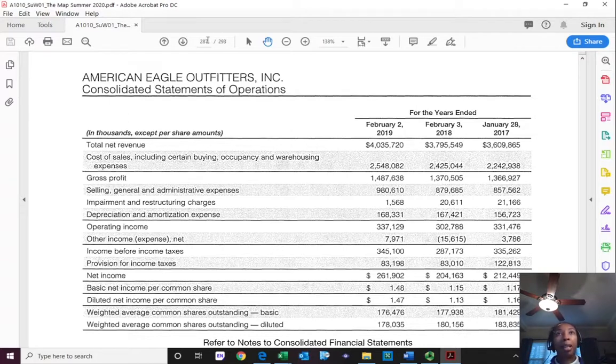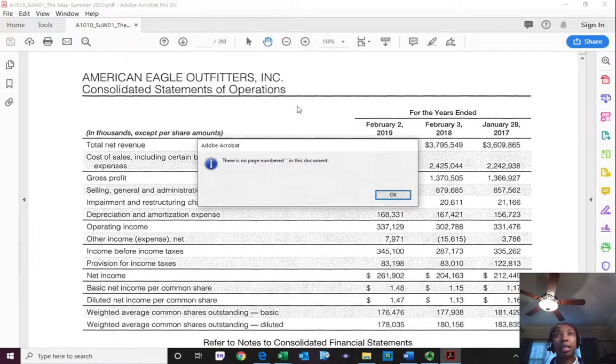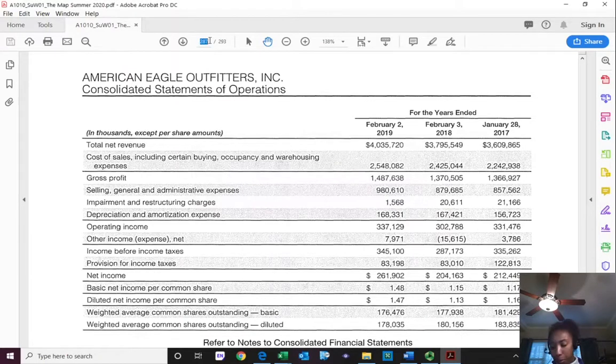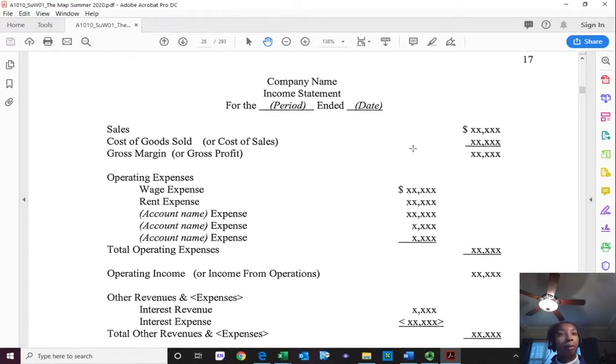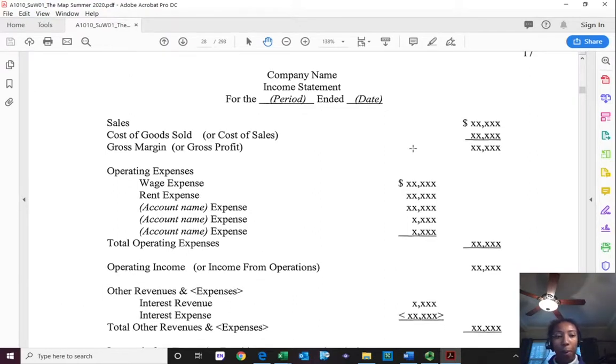Okay, so let's go back to page 28. And so what I tell students is that on page 28 of the electronic version, which means it's page 17, because once again we have those pages in the front of the map, so it makes it not line up exactly. You have an example of an income statement. So you don't have to go off of American Eagle Outfitters, because sometimes they may have some items, accounts that don't apply to the statements you're going to be creating. So we give you this as a guide, as a template for what you can use.